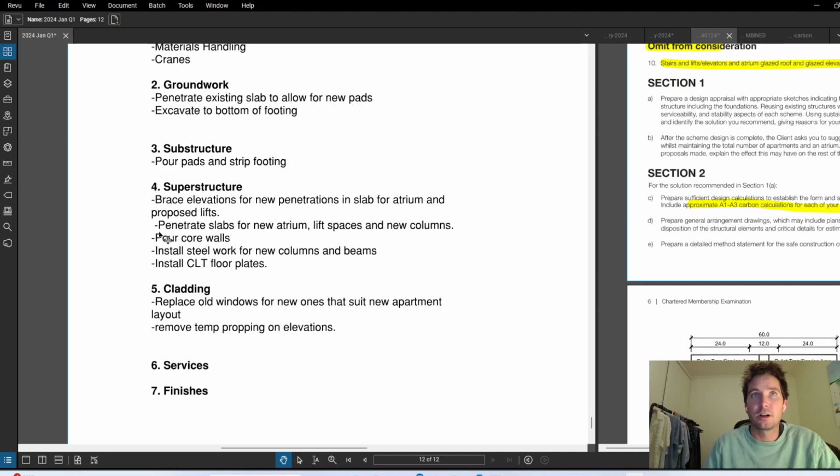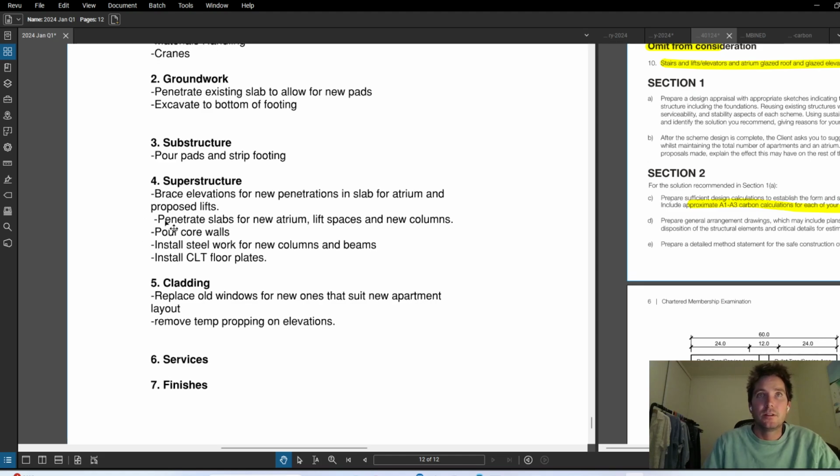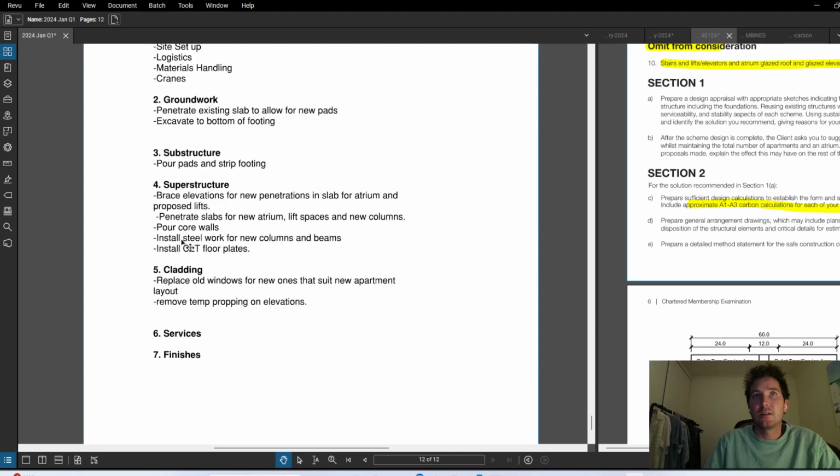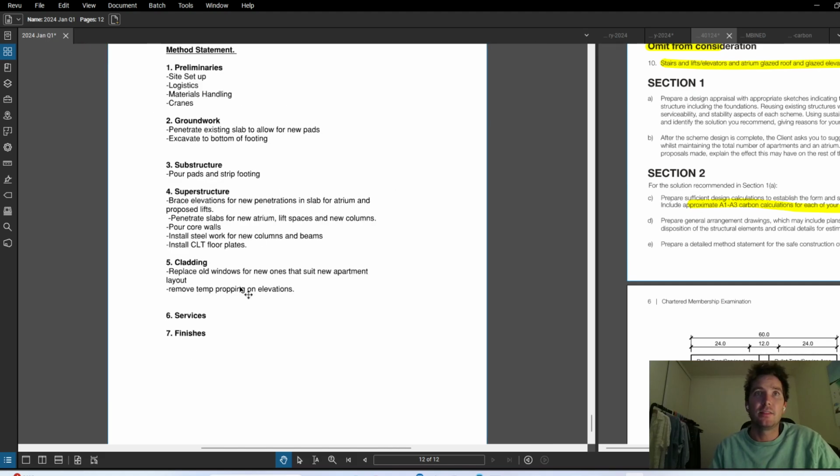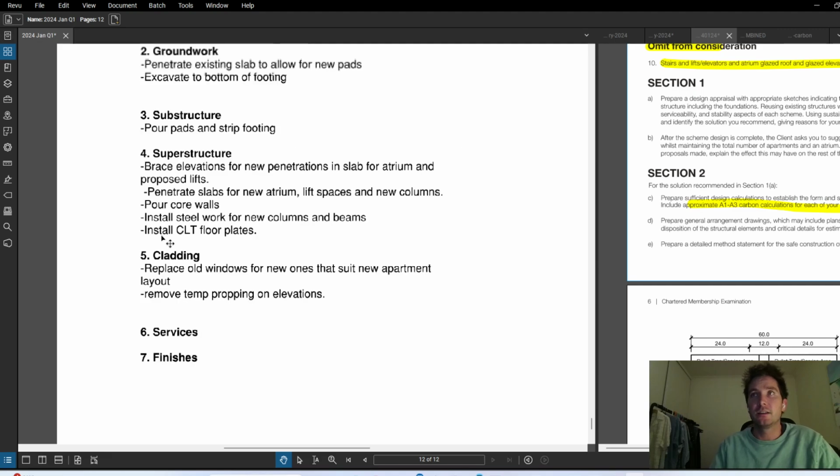Then after that, I'd pour my core walls, try and get the lateral stability system in, and then install my steel work, being the columns, and then the beams for the new floors, and then the CLT floor plates, and then finally I'd do the cladding.